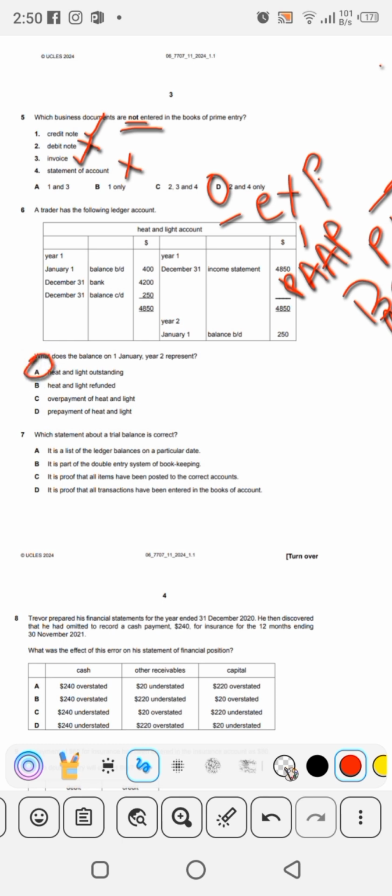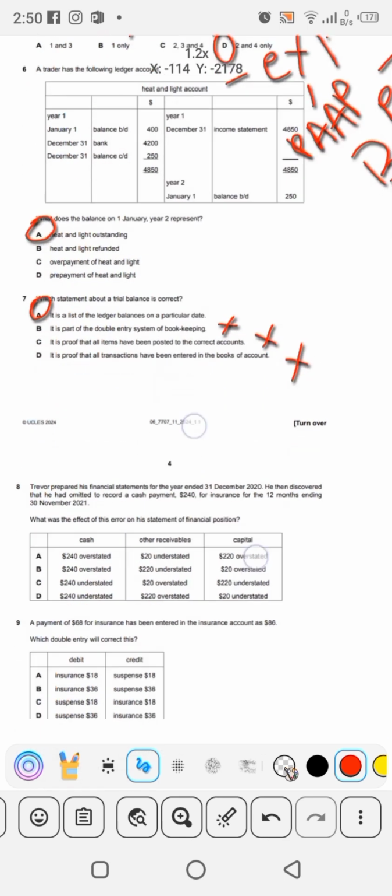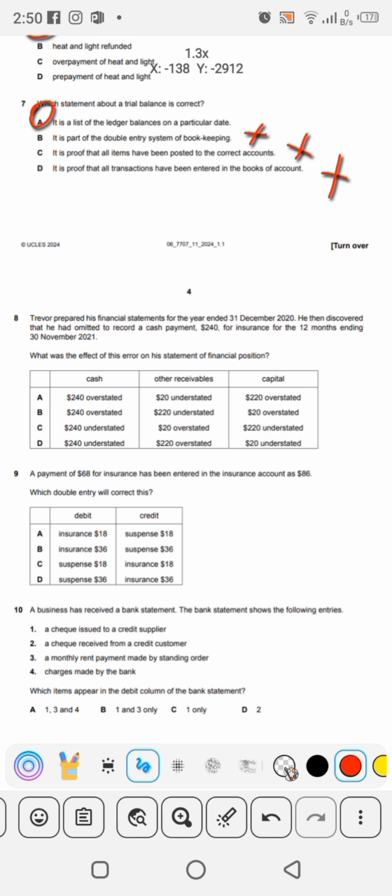And in question number 7, which statement about the trial balance is correct? So part A will be the correct answer because it is not part of the double entry system. It does not prove that all items have been placed in the correct accounts, and it does not prove that all transactions have been entered in books of account, because there are errors not affecting the trial balance.